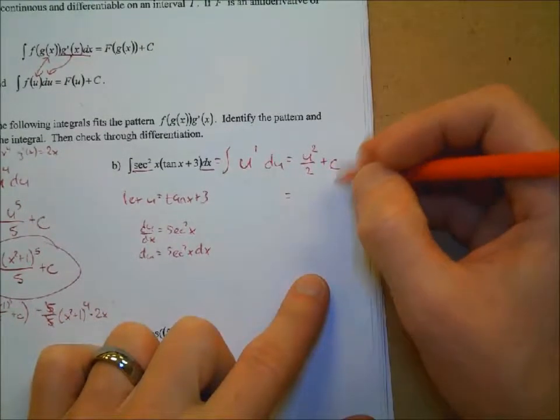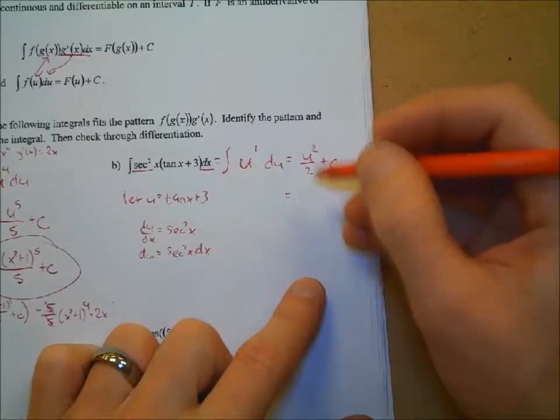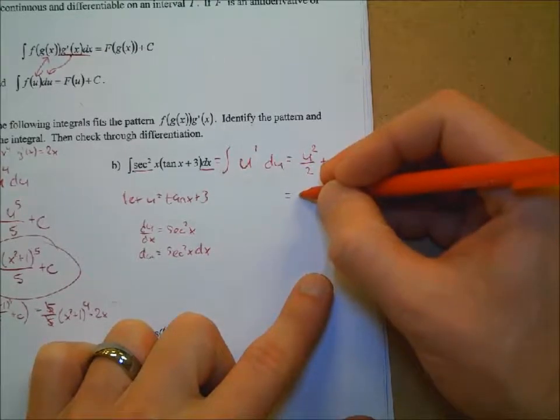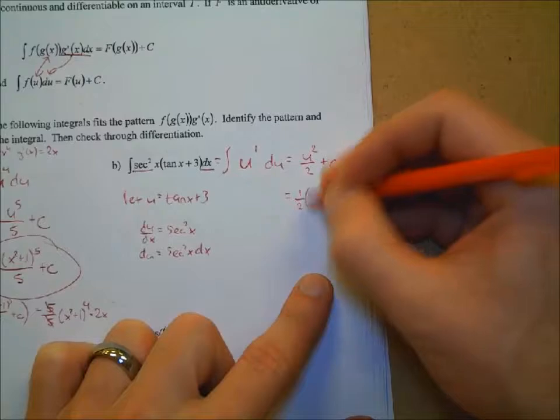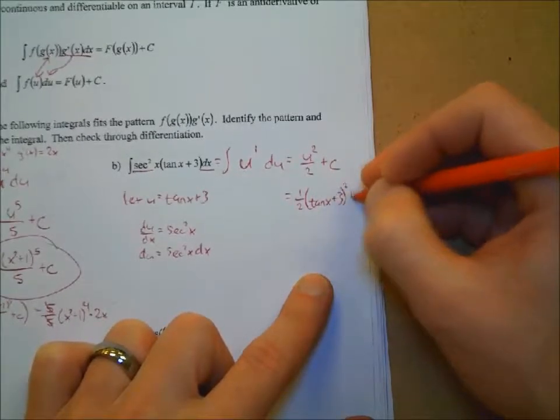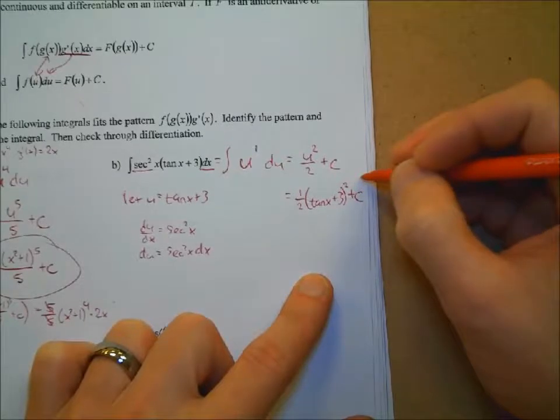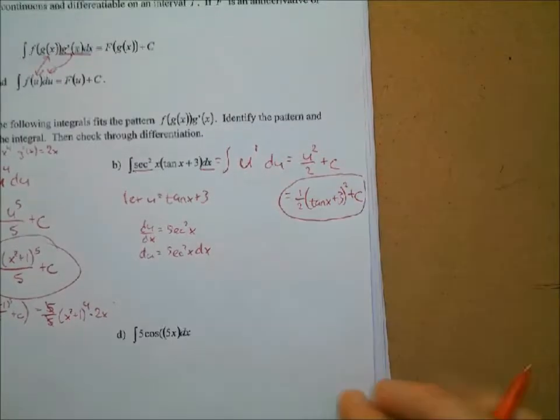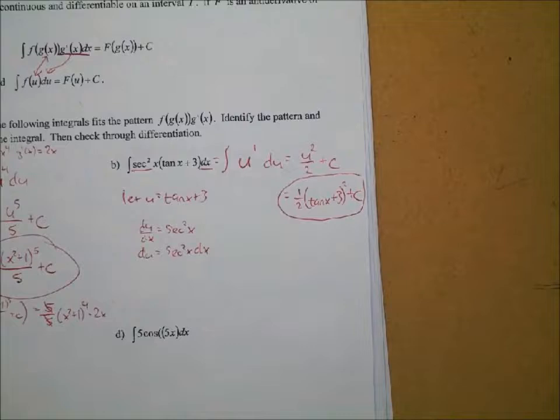In our last step, we resubstitute back in terms of our x. So the quantity tangent x plus 3 squared plus c. All right, and there's our integral right there. Instead of over 2, I put it just with the 1/2 out front.